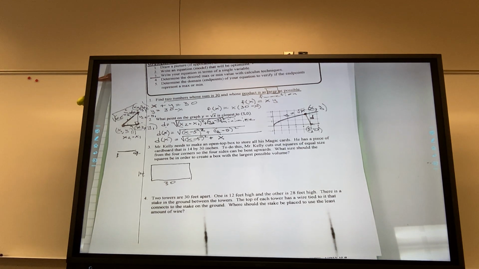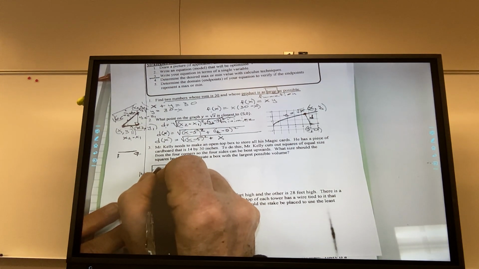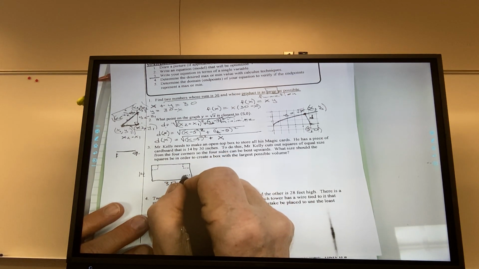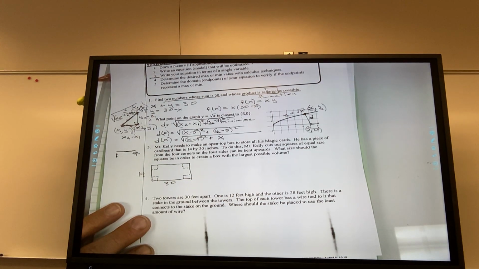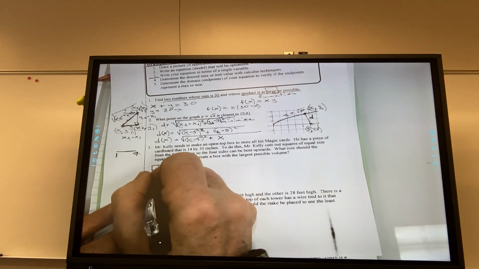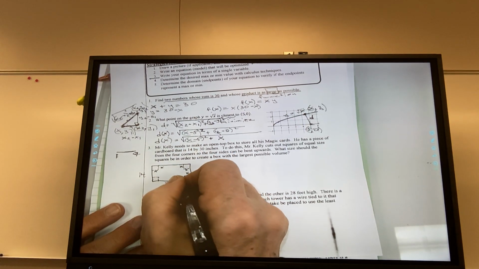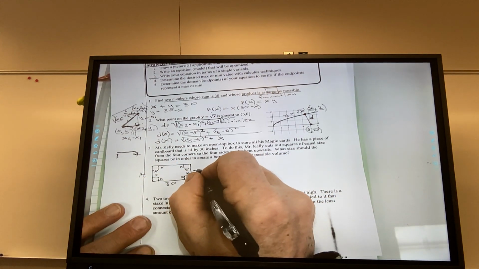To do this, Mr. Kelly cuts out squares of equal size from the 4 corners so the corners can be bent upwards. So in other words, he's going to cut out a square here, here, here, and here. All those squares are the same. And each square is going to be x this way and x this way. So it's going to end up looking like this.